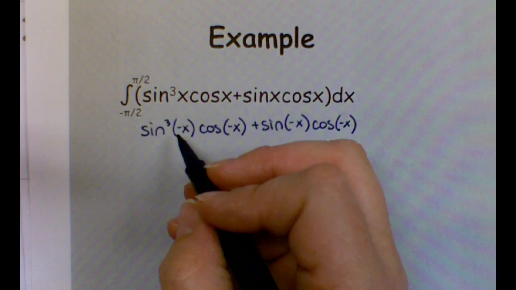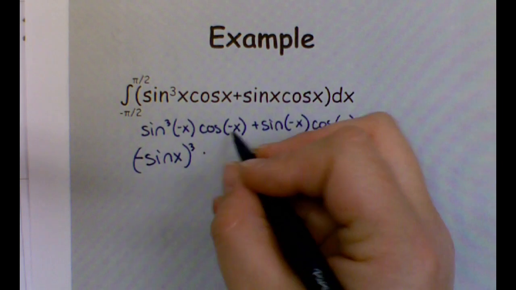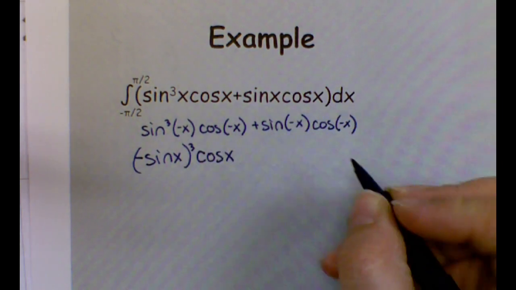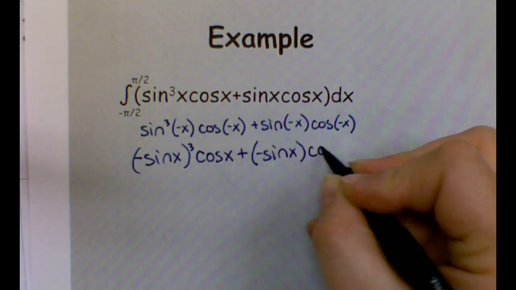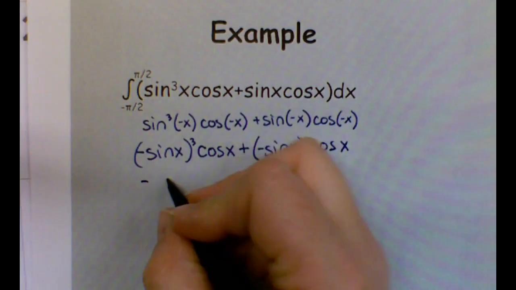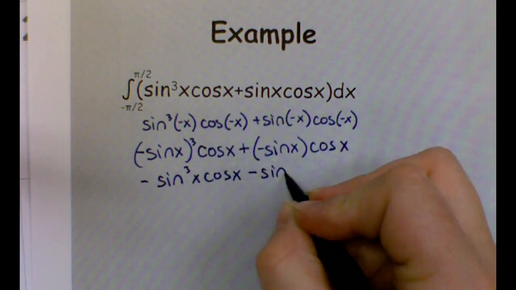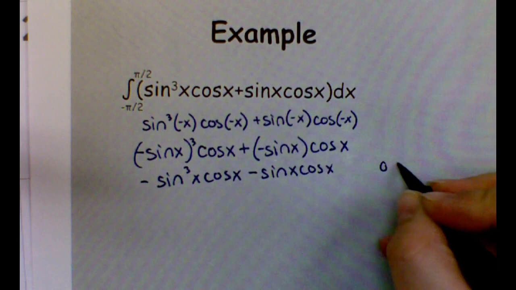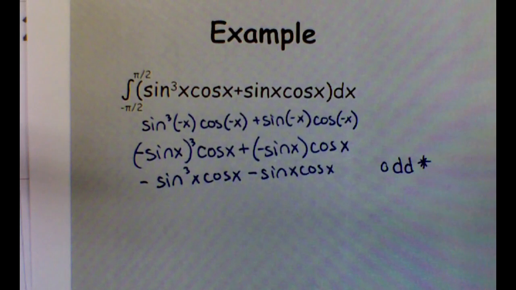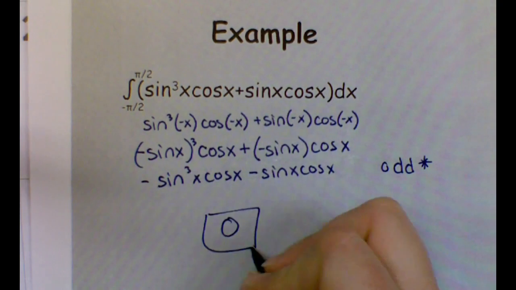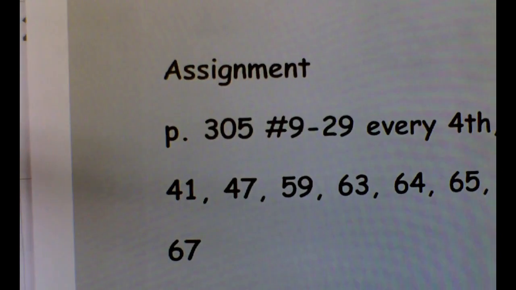The sine of negative x is negative sine of x cubed. Cosine of negative x is just cosine of x. Sine of negative x is negative sine of x. Cosine of negative x is just cosine of x. We end up getting negative sine cubed of x, cosine of x, minus sine of x, cosine of x, which means this function is odd. And an odd function, the integral from negative pi over 2 to pi over 2 would give me 0. And there we go. So you have an assignment here.